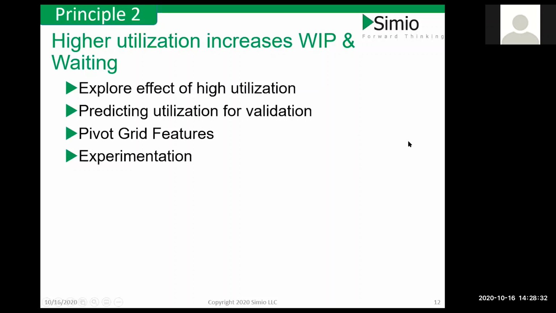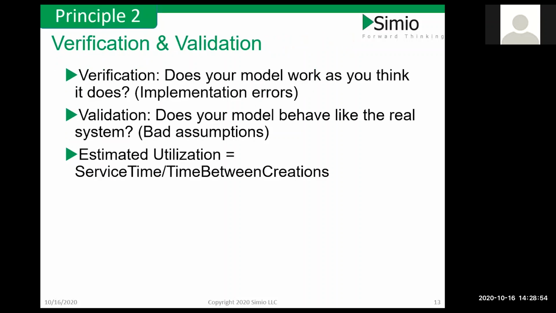Okay, so principle 2 in the PIP book is higher utilization increases work in process and waiting time. So what we want to do here is explore the effect of high utilization, predicting utilization for validation purposes, and look at some experimentation. So I guess the first thing is, what is verification and validation?